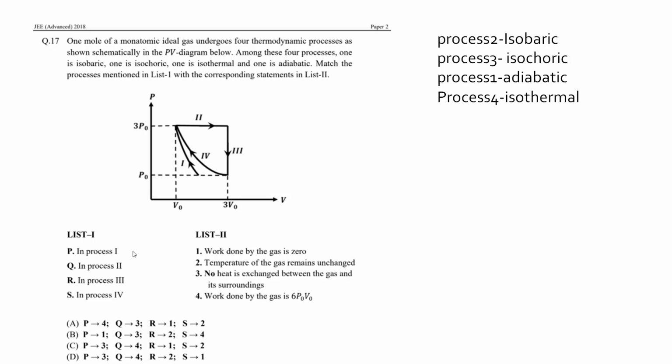So in process 1, we know that process 1 is adiabatic. Work done by the gas is 0? Obviously work done during an adiabatic process may not be 0, so this is wrong. This cannot be matched here. The temperature of the gas remains unchanged? No, the temperature can change. And third, no heat is exchanged between the gas and the surroundings.